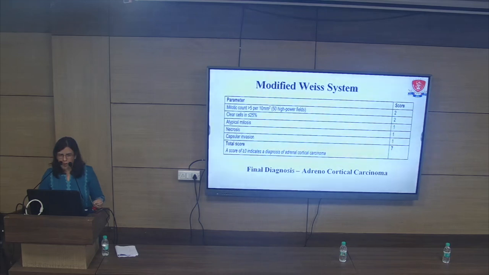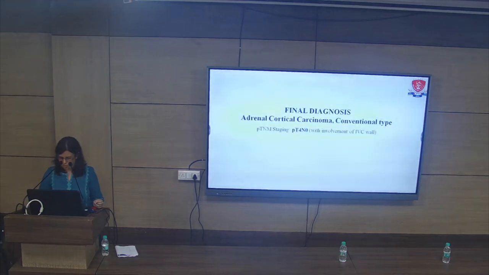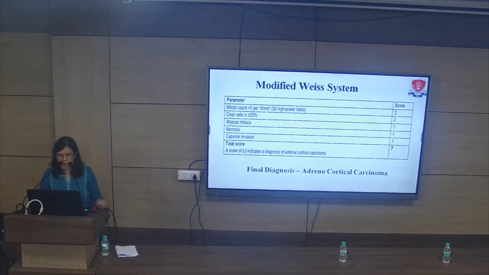To further corroborate our findings, we also used the modified Weiss scoring system. The modified Weiss scoring system categorizes the tumor as an adrenal cortical carcinoma, and it uses multiple parameters. Each parameter is assigned a score. A mitotic count of more than 5 per 50 high-power fields and a clear cell component of less than 25% are each assigned a score of 2. Atypical mitosis, necrosis and capsular invasion are each assigned a score of 1. So the total score is 7.